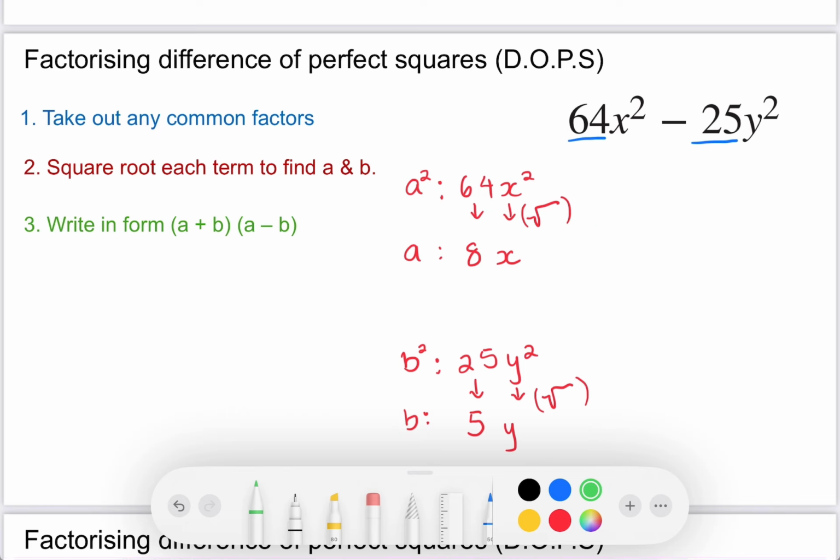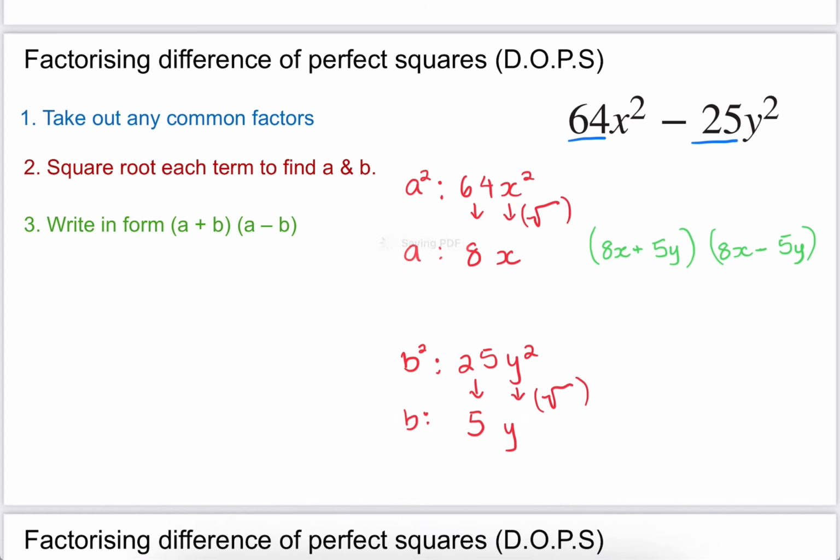Now let's write it in factorized form. So we write a plus b, a minus b. In this case, a is 8x, so I'll write that at the front of both of my brackets, and b is 5y. So I'll write that at the end, and it's going to be a plus b, a minus b.